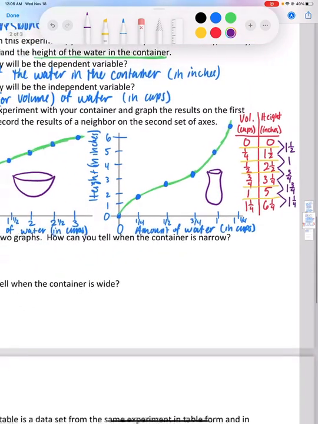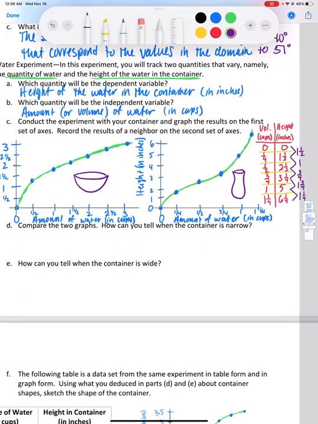All right. So let's compare the two graphs. How can you tell when the container is narrow? How can you tell when it's wide? Okay. So my container starts out narrow and then it gets wider and wider. Okay. So narrow looks like a steep curve. And then wider is the less steep curve. Okay. This is the power of functions. Okay, we can kind of make this generalization.